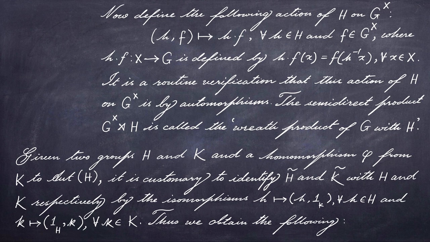Now we should talk about the semi-direct products more. So given H and K and a homomorphism phi from K to H, it's customary to identify H with H tilde. As I was saying, we do have a canonical isomorphism between H and H tilde and K and K tilde. So it is customary to identify H with H tilde and K with K tilde by this canonical isomorphism.